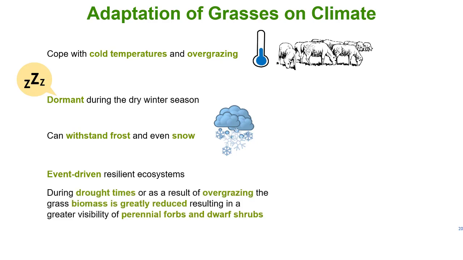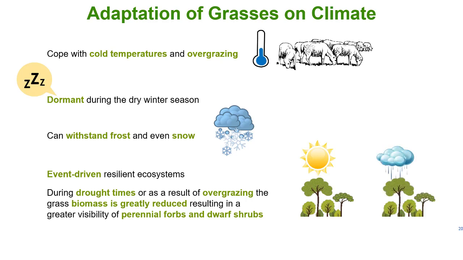During drought times or as a result of overgrazing, the grass biomass is largely reduced, resulting in a greater visibility of perennial forbs and dwarf shrubs. However, during high rainfall events, the grass layer recovers rapidly with a significant increase in biomass and less visibility of the perennial forbs and dwarf shrubs.